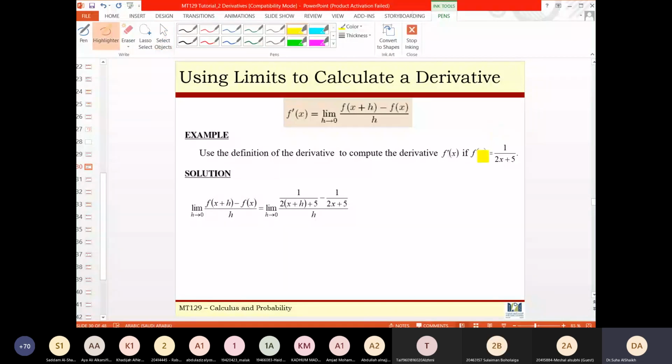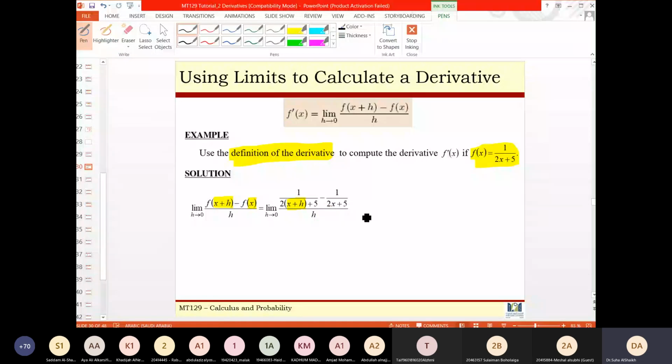Now here is the function that I have, f of x equal to 1 over 2x plus 5. Use what? The definition of the derivative. They want me to use this rule actually. So the rule is limit h goes to 0, f at x plus h, meaning I'm changing the x here with x plus h, minus f of x itself. The substitution gives me this: 1 over 2 times (x plus h) plus 5, minus 1 over 2x plus 5.